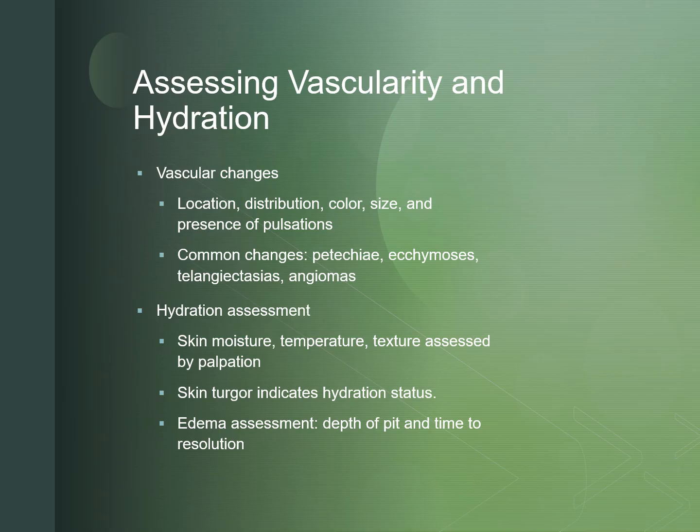Common findings to really recognize: petechiae. These are tiny, pinpoint, non-blanchable spots which can indicate possible bleeding under the skin. Ecchymosis, which is larger bruising. Telangiectasias, which are small dilated blood vessels. They're often benign but can be systemic. Angiomas, which are benign vascular lesions. We want to recognize these patterns because they can signal underlying conditions like clotting disorders or liver disease.